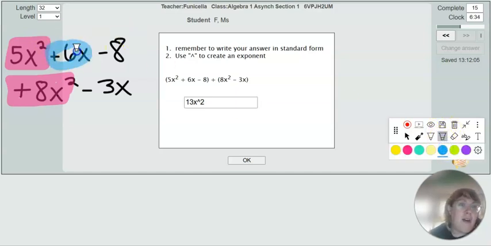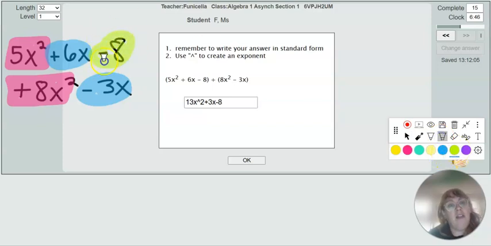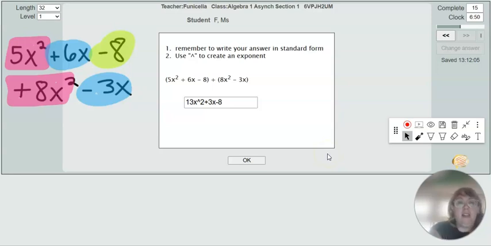Then we have this positive 6x minus 3x. 6 minus 3 is 3, so we're going to do plus a 3x. And then we have this negative 8 all on its own, that constant, so we just put minus 8. So 13x squared plus 3x minus 8. Once you have that typed in, hit OK.